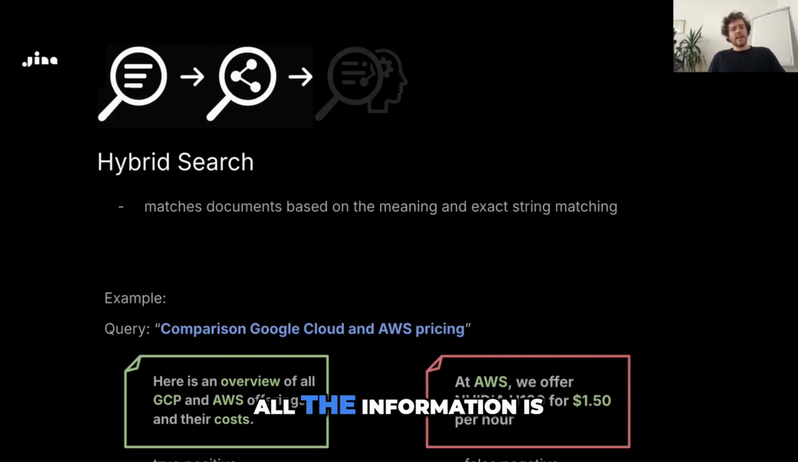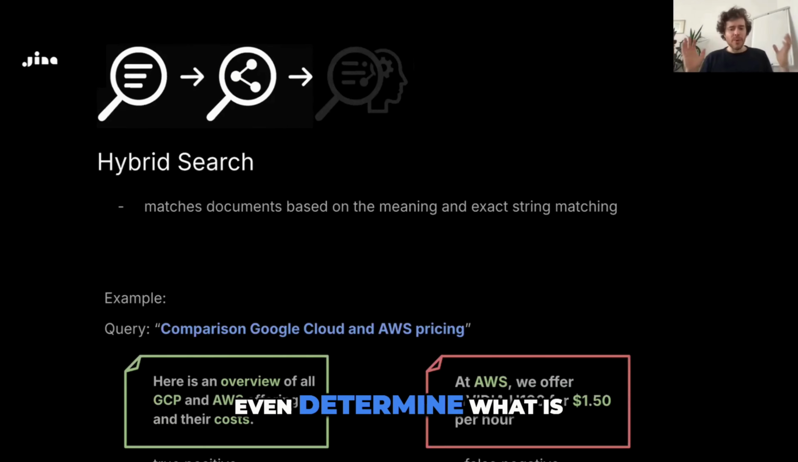In reality, all the information is scattered around the internet. Some information will be on the AWS side, some information will be on the Google Cloud side. Even on that page, it will be on different sub-pages. It's just not one query that can be answered by a single pass through the search engine. Instead, information is on multiple documents.